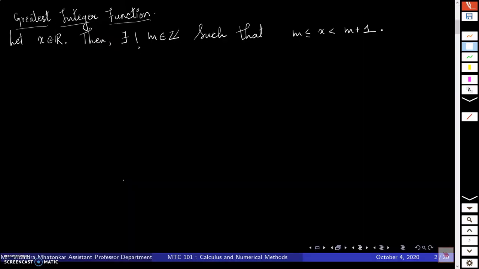Okay, so I have the statement with me. Let x be a real number, then there exists a unique integer m such that m is less than or equal to x and that is strictly less than m plus 1. So greatest integer functions you all must have studied in your lower classes. For any real number, I can find an integer which is less than or equal to this, and that is this m. And this real number x is going to lie between m and m plus 1.